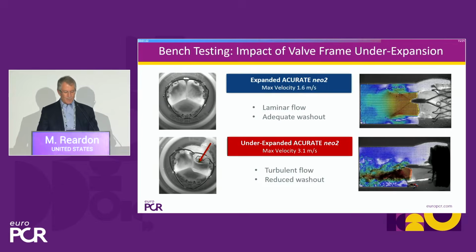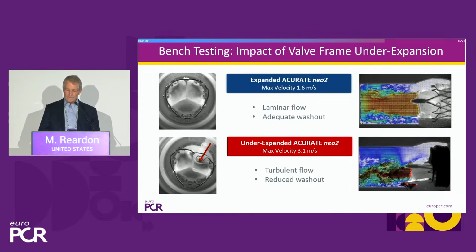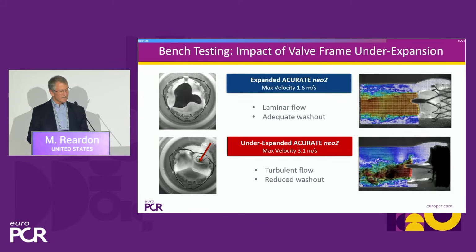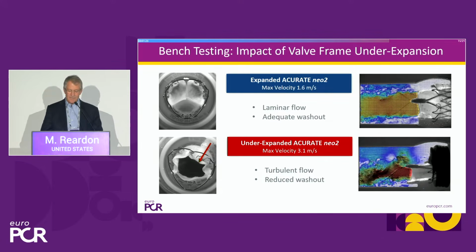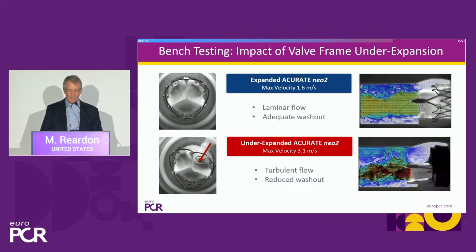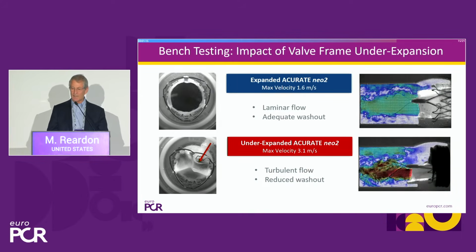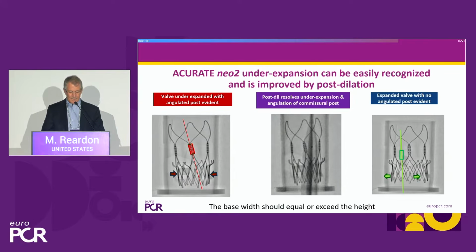And when we put these valves on a pulse duplicator, what you see is that for the expanded NEO2, there's really low velocities, there's laminar flow, and there's adequate washout of the sinuses. In the underexpanded valve, not only does it crimp the leaflet, but it causes turbulent flow, higher velocity, and reduced washout. A very plausible reason for platelet buildup and possible platelet embolization.